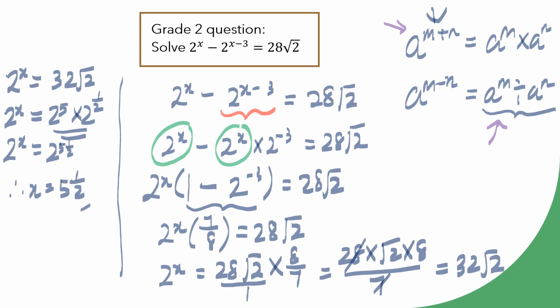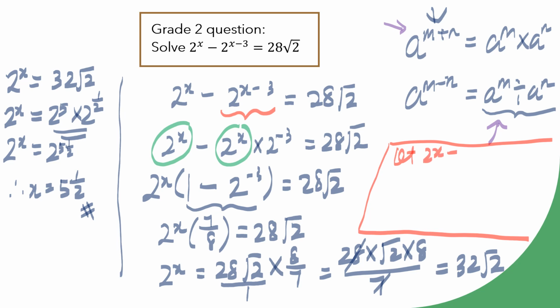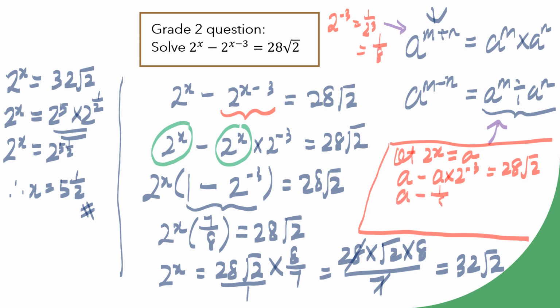Okay, right. So if you are not too comfortable about factorizing to the power of x, you can actually use substitution. Let me show you how you can use the substitution method. You just let 2 to the power x equal to a. Alright, so you will have a minus a times 2 to the power of negative 3. And 2 to the power of negative 3 is 1 over 2 to the power of 3. That is 1 over 8. So you have a minus 1 over 8 a.